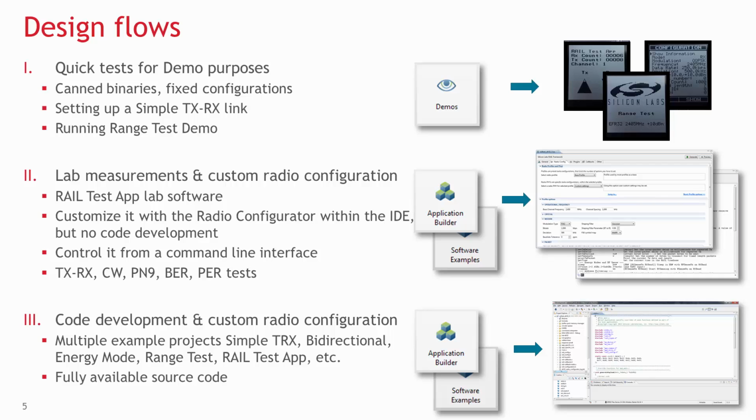Number 3, code development with customized radio configuration. You can take an existing radio configuration ISC file or create a new one and apply it to any of our example projects. They demonstrate how to use the RAIL stack and implement basic functionalities such as setting up a one-way or two-way link or putting the device into various energy modes. Also, the range test demo and RAIL Test app are available as source code if you need it.